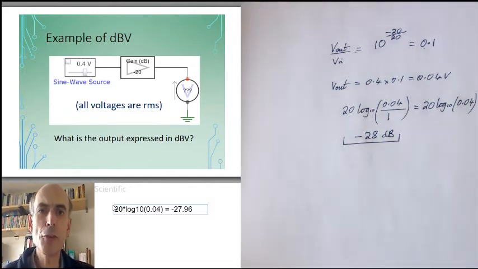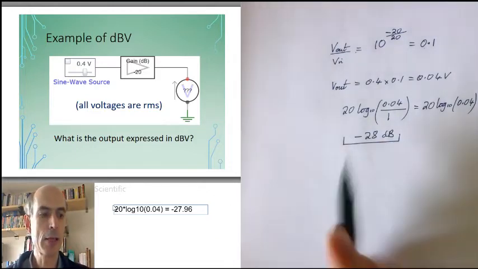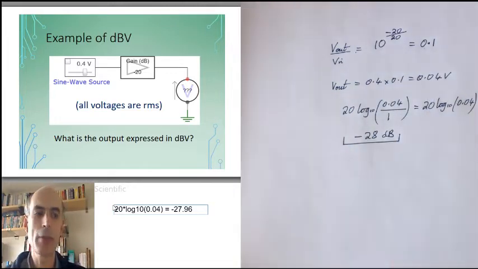However, there's a quicker way. And the quicker way is the reason why we use these derived units in the first place. The quicker way is to do the calculation in dBs, rather than taking everything out of dBs, working out the output voltage and then converting it back into dBs again.